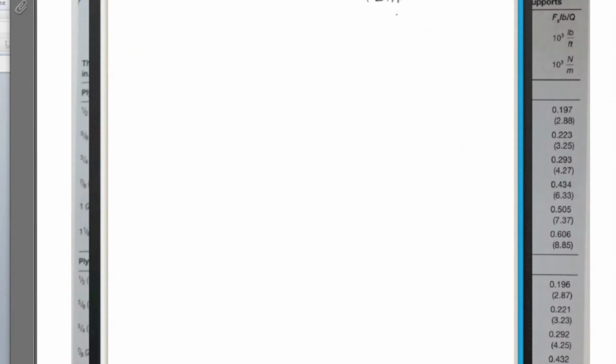Sorry, that's a foot, as it changes in the future. It just happened to be 1 foot again. Okay, so again, we'll check bending.